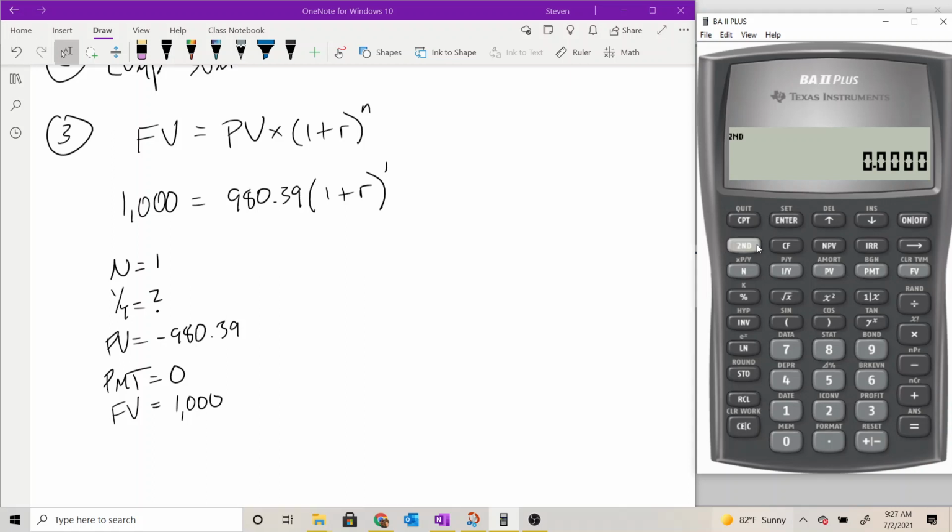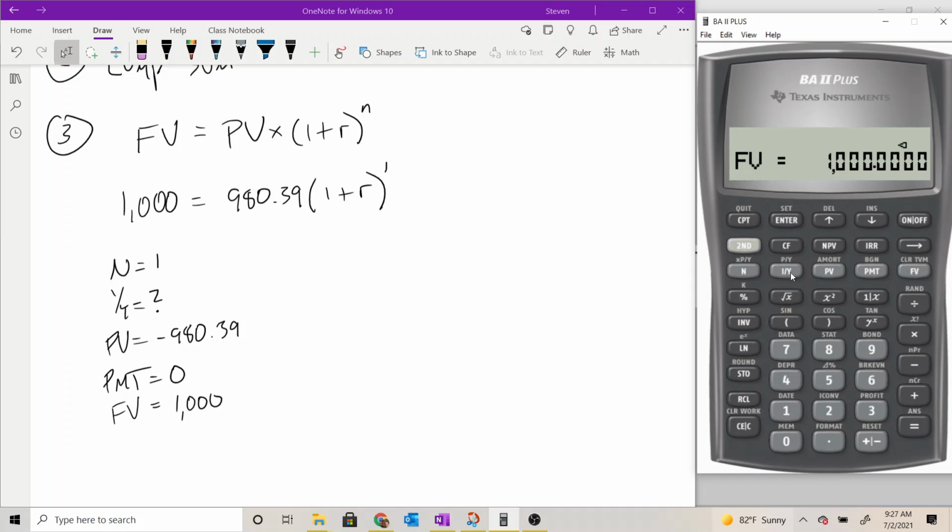I'll start by clearing out time value of money. N is 1, so I'll press 1 and then N to record it. Skipping over I/Y, because that's what we're solving for. Present value is $980.39. That's a cash outflow from the perspective I've chosen, so I'll make it a negative and then record that on present value. Payment is 0, which it should already be since we zeroed it out, but we'll type it in just in case. And then future value is a positive 1,000.